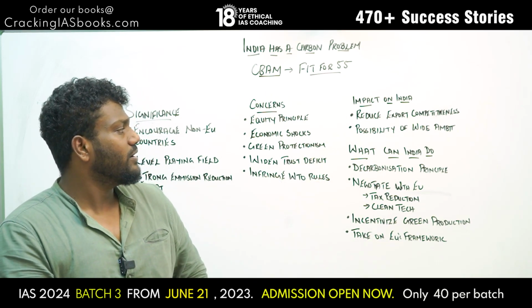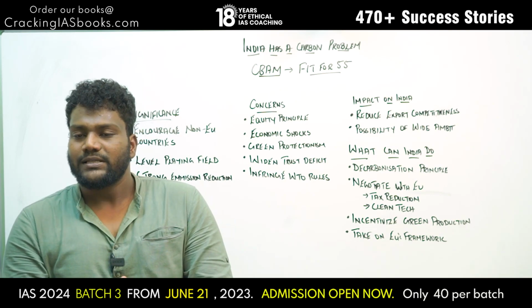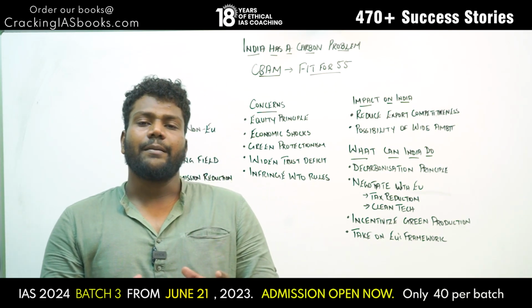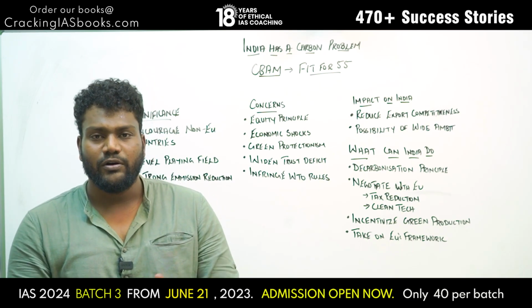The second impact on India is the possibility of widening the ambit. At present the ambit is quite small with respect to CBAM, covering certain sectors like iron and steel, aluminium and all such polluting sectors.